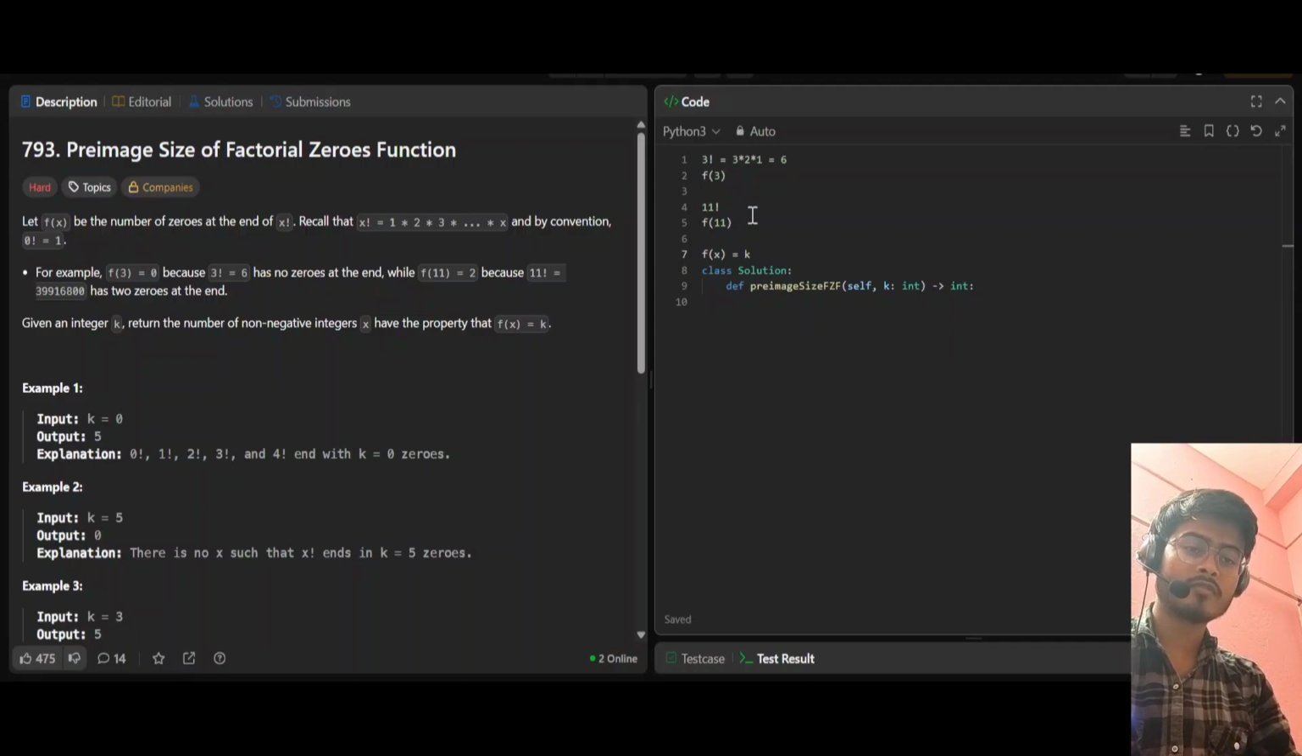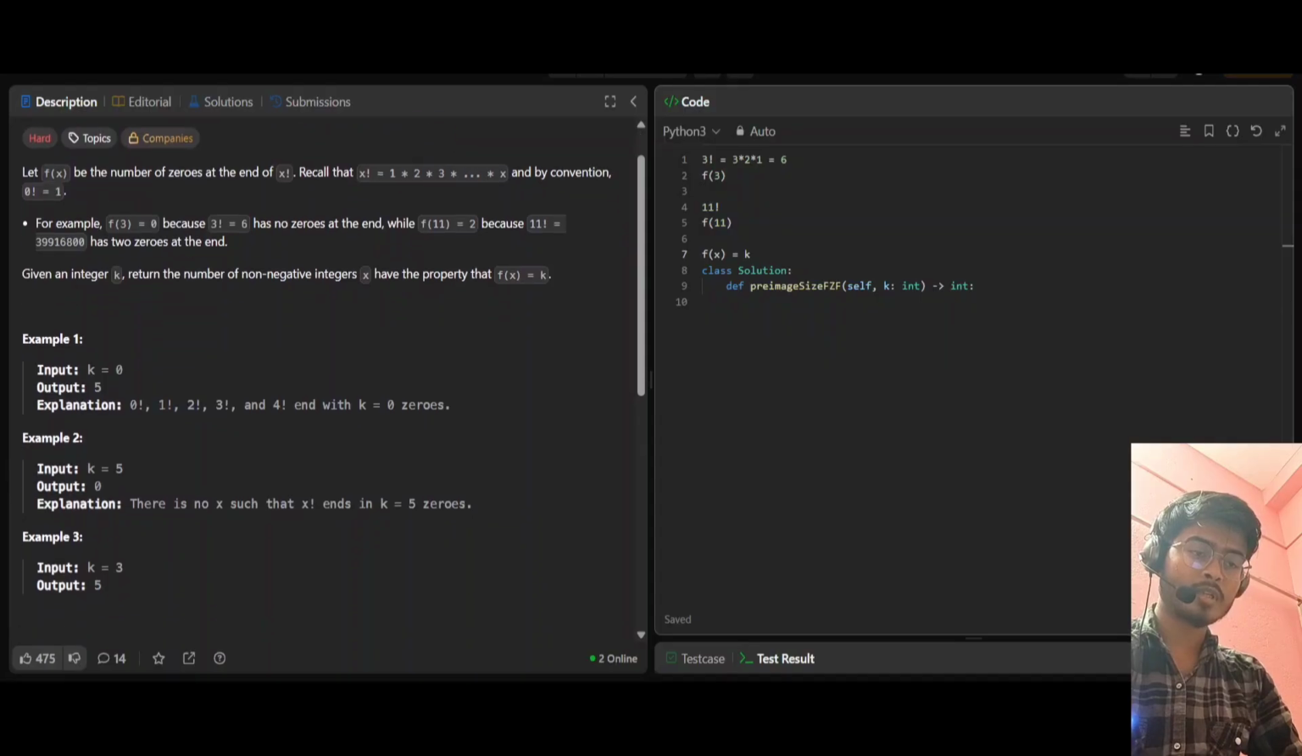Let us look at the first example. When k is equal to 0, the answer is 5. This is because 0 factorial, 1 factorial, 2 factorial, 3 factorial and 4 factorial all have 0 trailing zeros. 0 factorial is 1, 1 factorial is 1, 2 factorial is 2, 3 factorial is 6, and 4 factorial is 24. So none has trailing zeros. There are 5 valid values of x, and that's why our answer is 5.